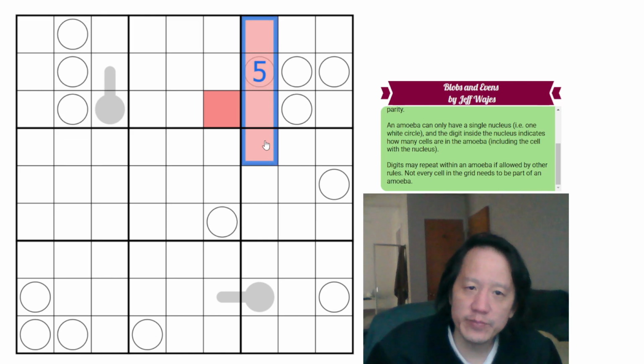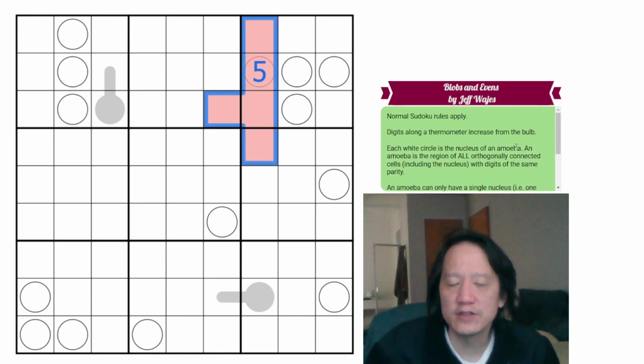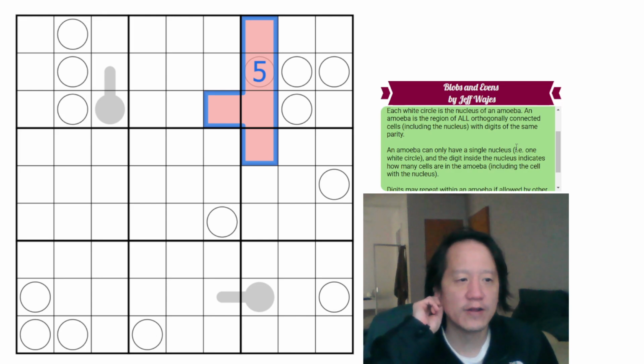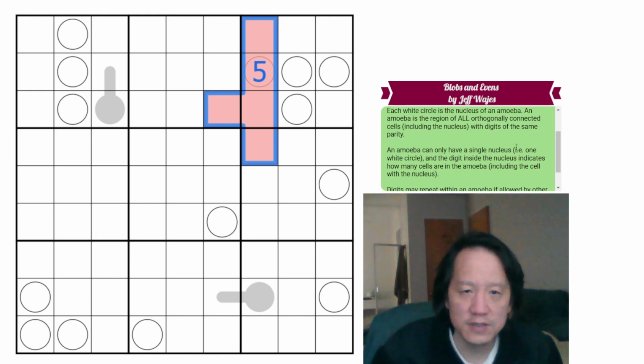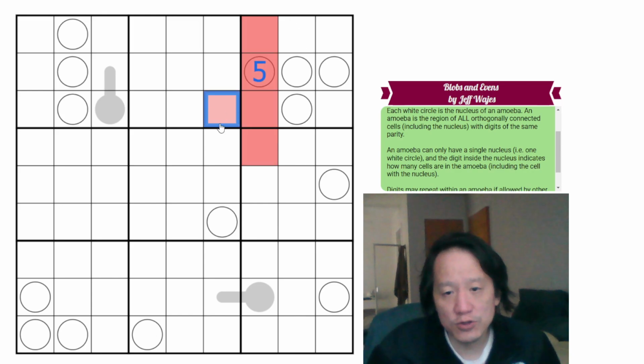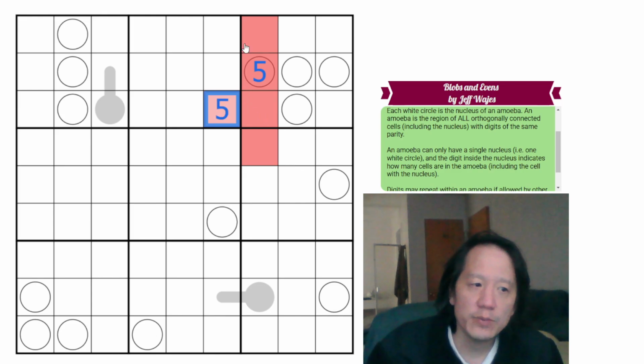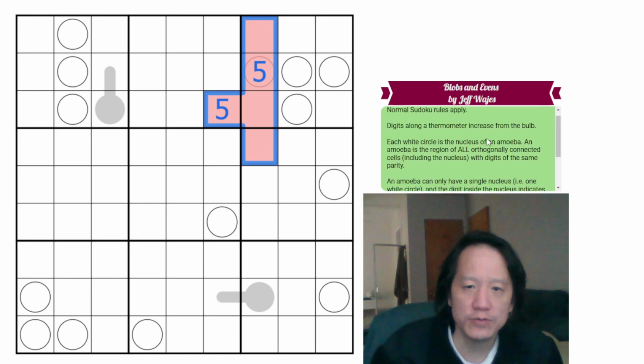Okay, so parity. Parity means that they're either all odds or all evens. So for example, in this one, this would have to be all odds because the 5 is there, and it's saying this is a 5 region. So you could also have a 5 here too, because there's no restriction on the digits aside from normal Sudoku rules or the thermometer rule.